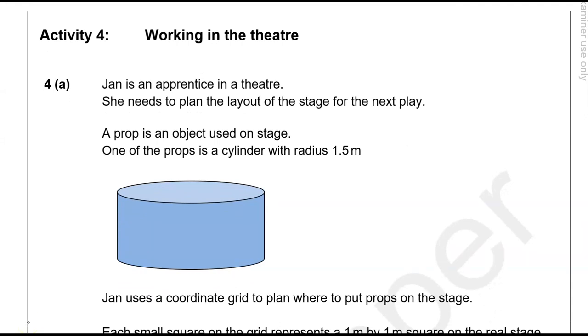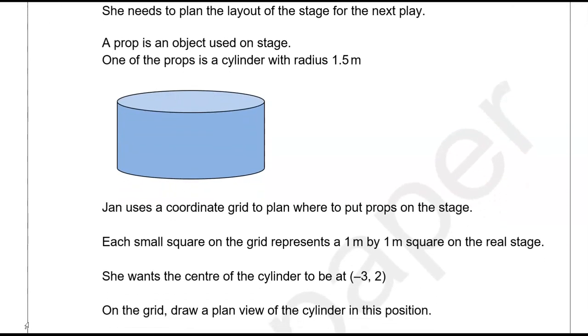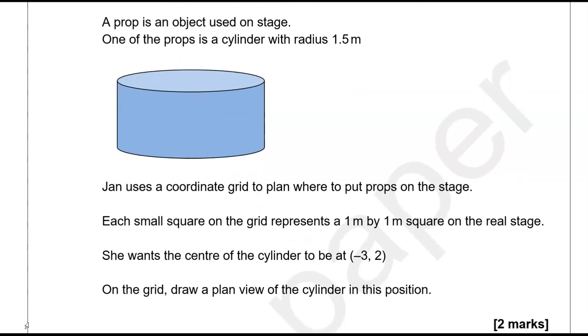Activity 4, working in the theatre. Jan is an apprentice in the theatre. She needs to plan the layout of the stage for the next play. A prop is an object used on stage. One of the props is a cylinder with radius 1.5 meters. Jan uses a coordinate grid to plan where to put props on the stage. Each small square in the grid represents a 1 meter by 1 meter square on the real stage. She wants the center of the cylinder to be at -3,2. On the grid, draw a plan view of the cylinder in this position.